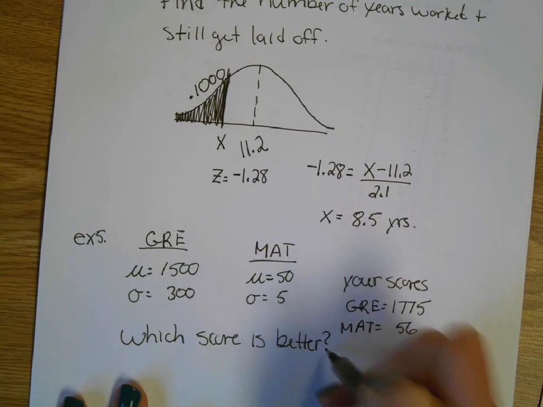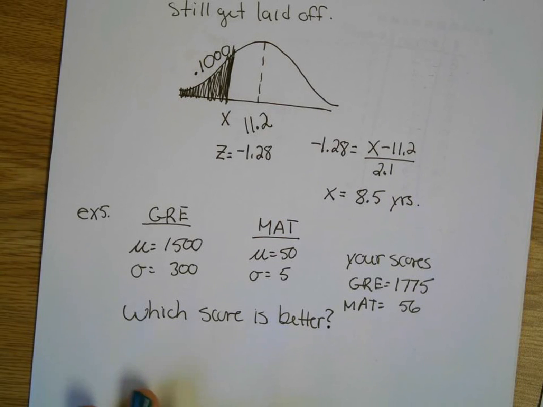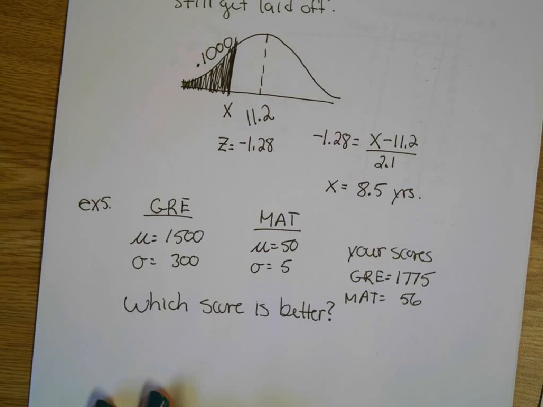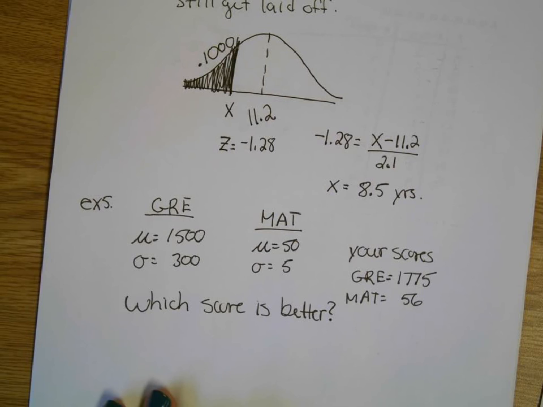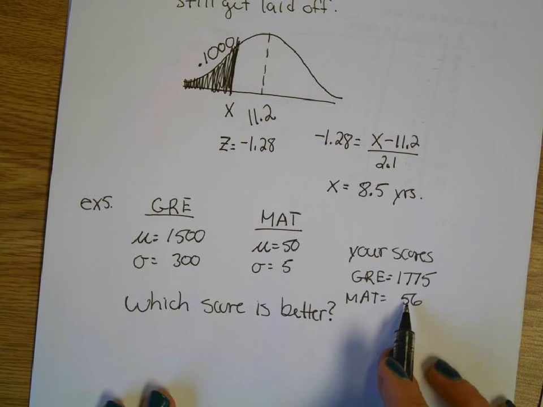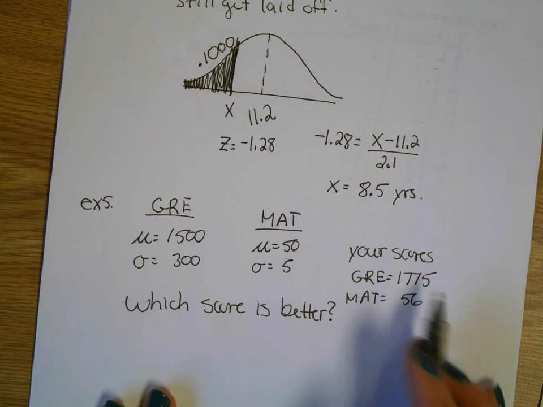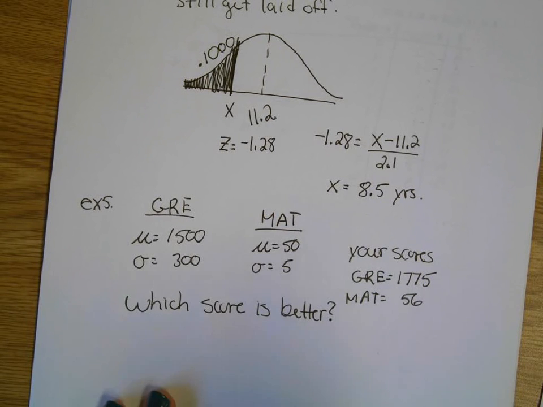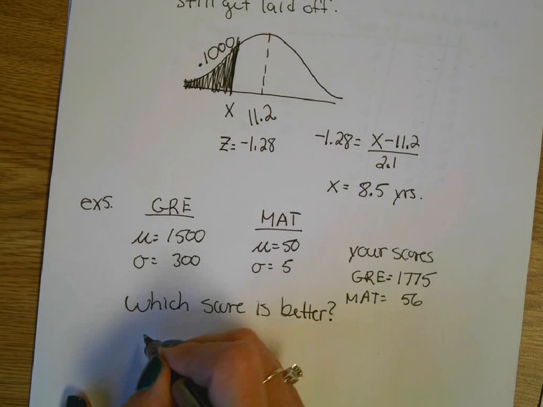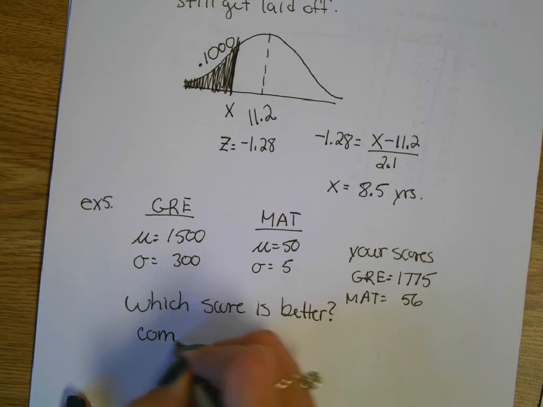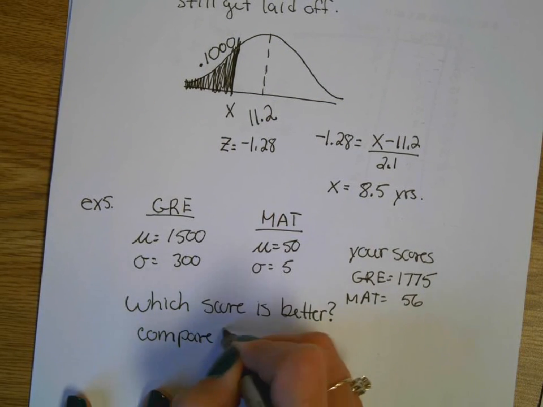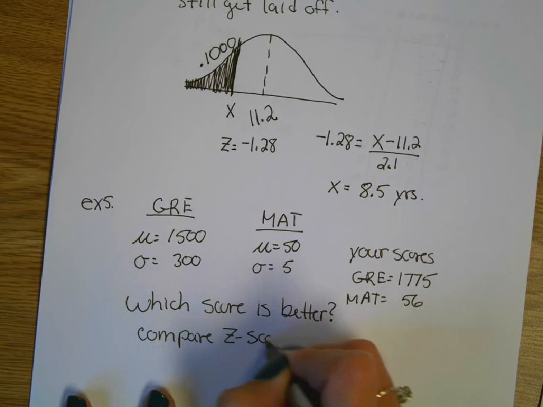Why? How do you know it's farther? You have to find the Z-score. One is more than one standard deviation away, and the other one's less than one standard deviation. Yes, you're comparing Z-scores. You can't compare this score to this score. You can only compare Z-scores. So exactly right. Compare Z-scores.